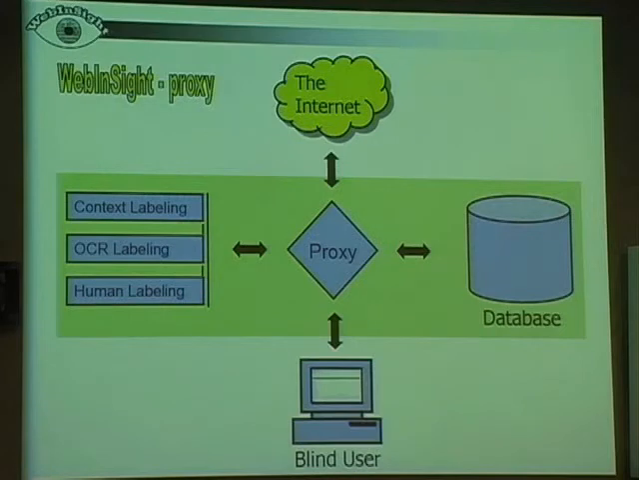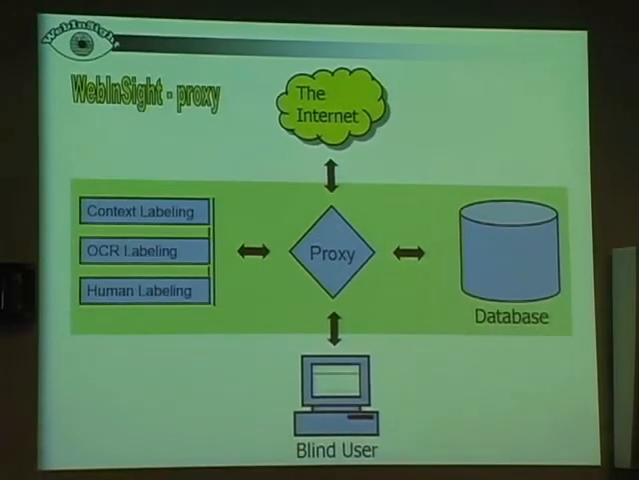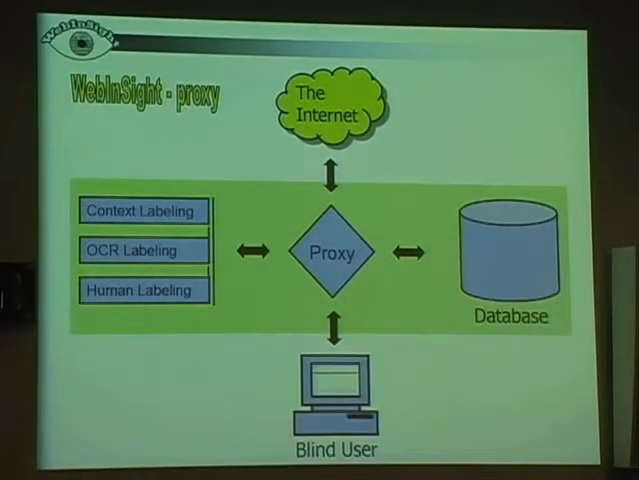So this is our initial design. We have our blind user using a browser. That blind user makes a web request. It goes out to a proxy. The proxy then sends it off into the internet and retrieves it from wherever it's coming from, and it analyzes it for any images that it has on it, and then looks up in its database what images it should insert, and inserts those into the web page, transforms that web page into something that has alternative text for the images, and that is returned to the blind user.